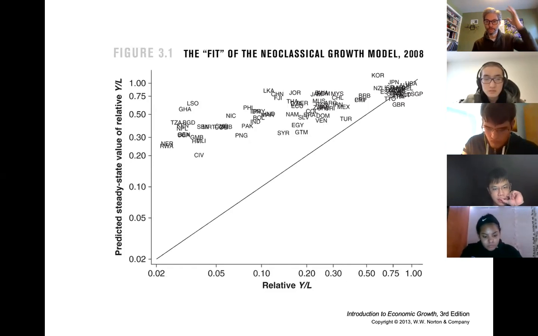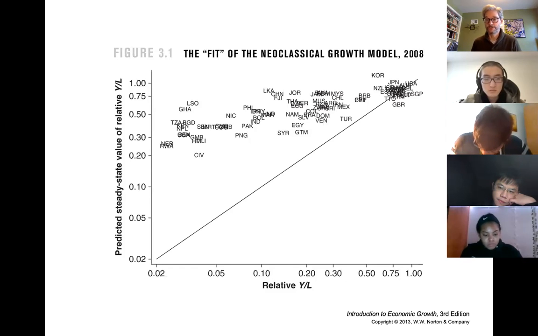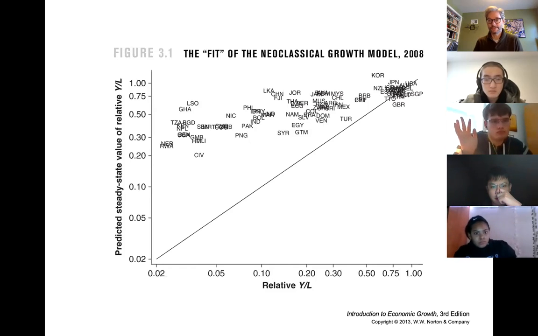In fact, what are we observing? Is every country falling on this 45-degree line? No, only rich countries are. All right, this model does a very good job of predicting rich countries. It does not do a very good job of predicting poor countries. Anybody have any guesses why? Chase.